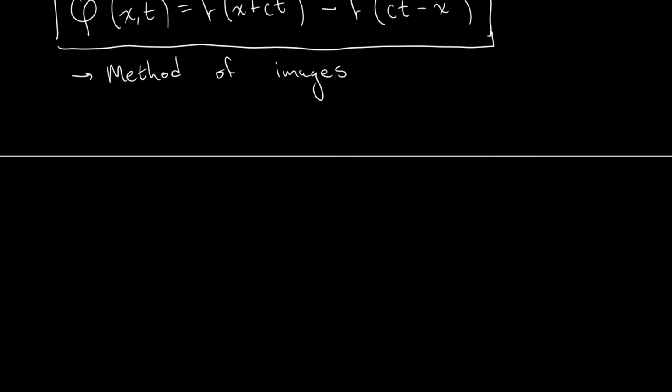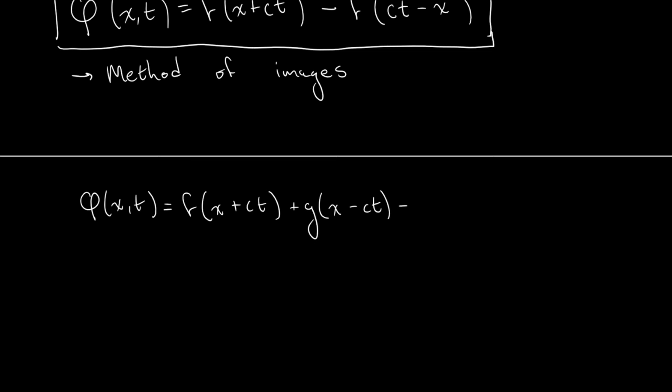We can also note that we could include the right moving pieces as well. To this, we just get something which looks like g(x minus ct), and then minus the x reversed pieces, minus g of (minus x minus ct). Something like that.